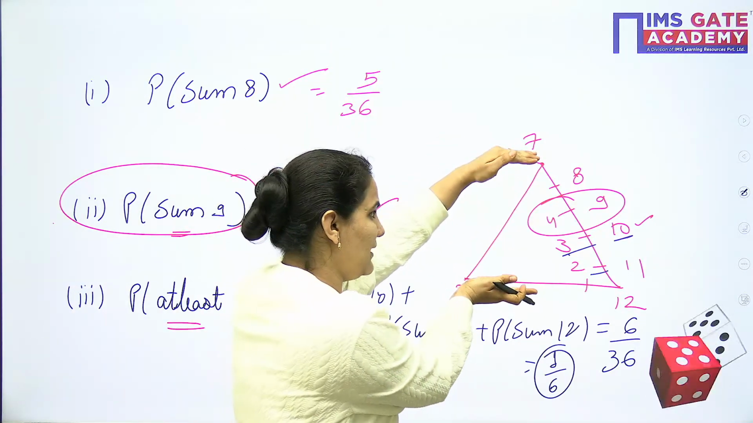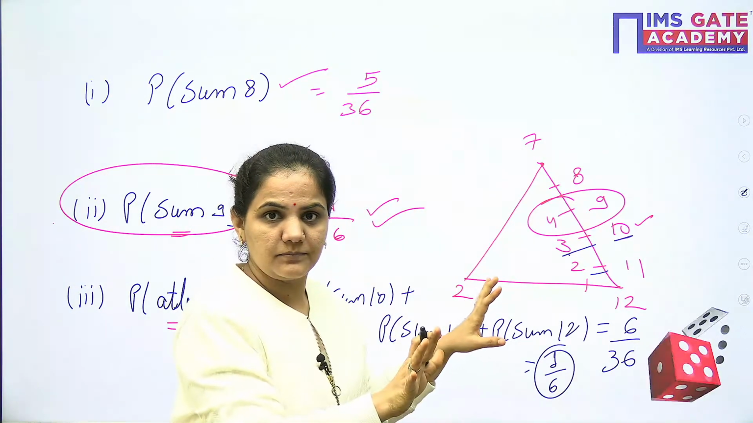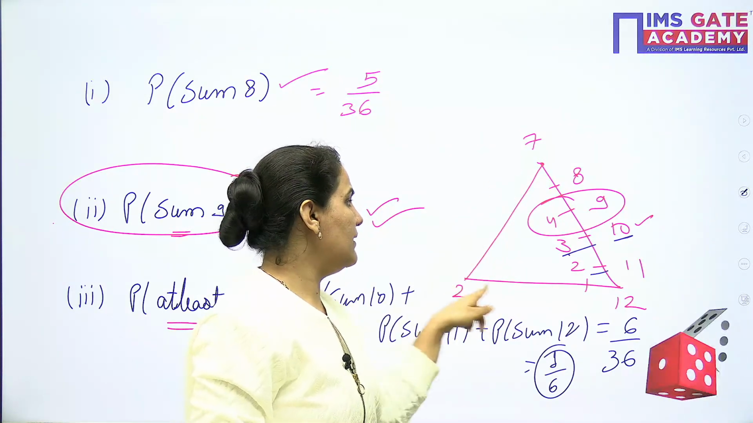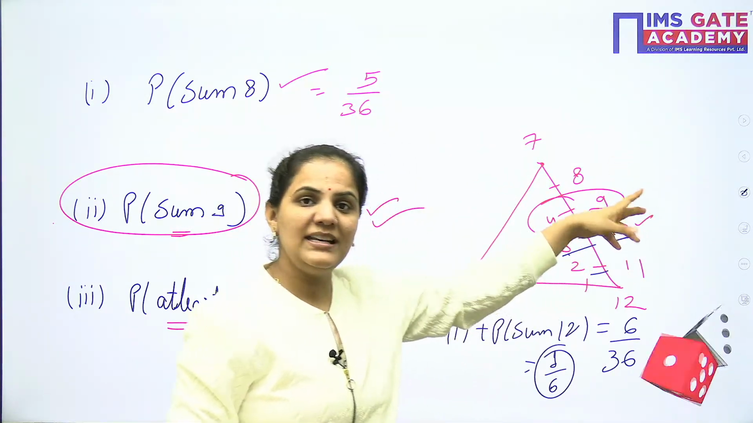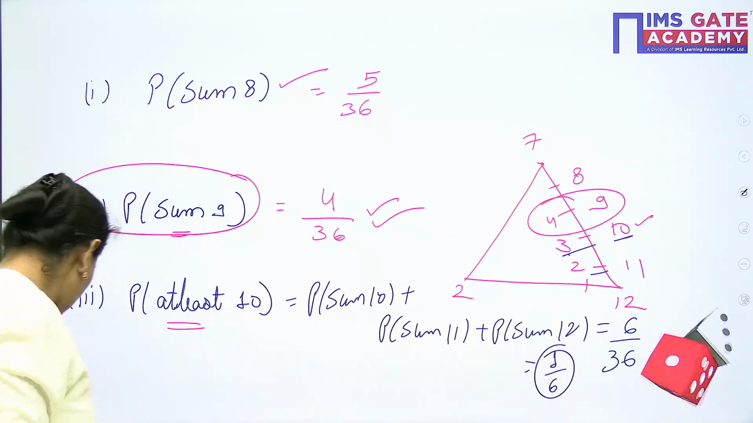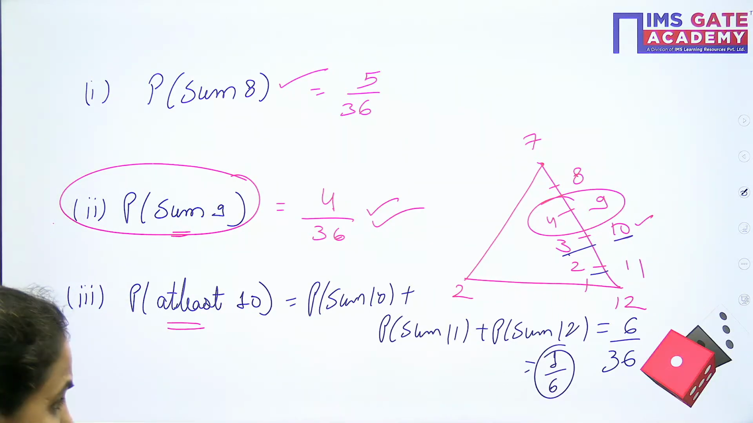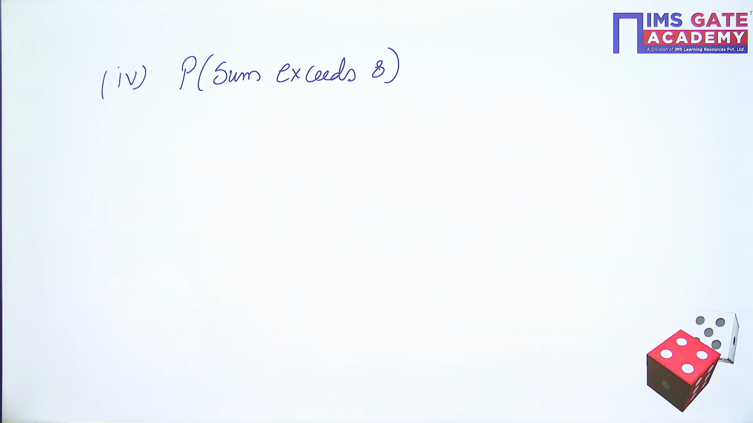You have to make this triangle at any place. Whatever the question is, you can frame it in a corner and you can easily approach. Let me give you one more example. I have one more example, where the question is talking about the sum exceeds 8.